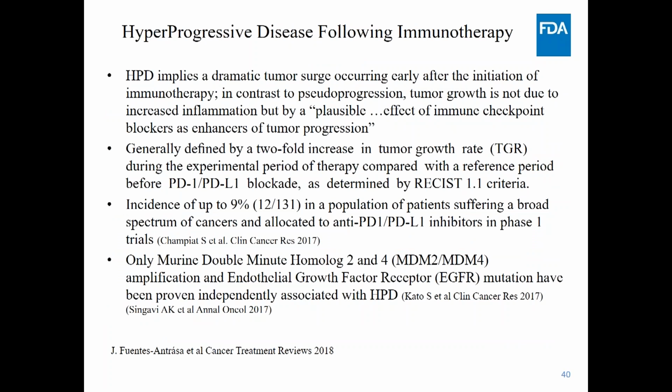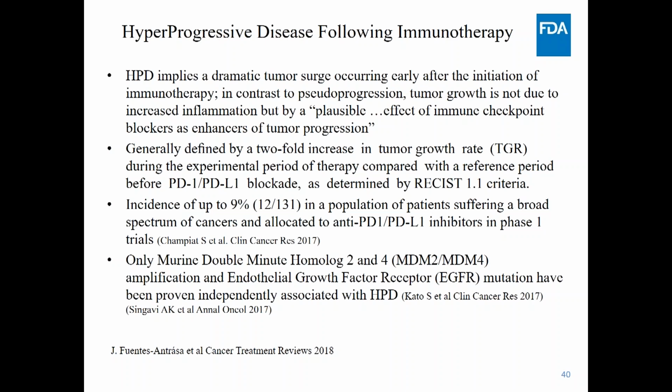So this is a more general phenomenon with hyperprogressive disease following immunotherapy. Hyperprogressive disease implies a dramatic tumor surge occurring early after initiation of immunotherapy. It's in very distinct contrast to pseudoprogression, where tumor growth is due to increased inflammation, but not in hyperprogression. Rather, hyperprogression is due to a plausible effect of immune checkpoint blockers as enhancers of tumor progression. It's generally defined by a 2-fold increase in tumor growth rate as compared with a reference period.